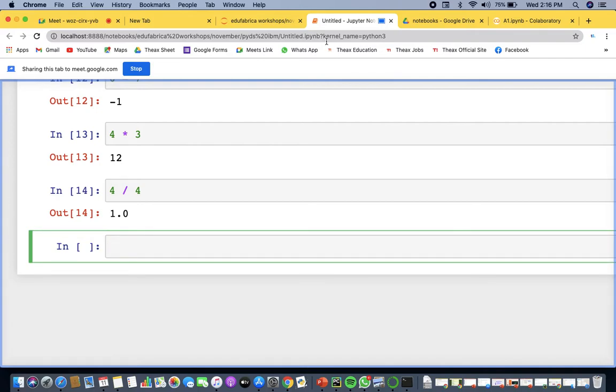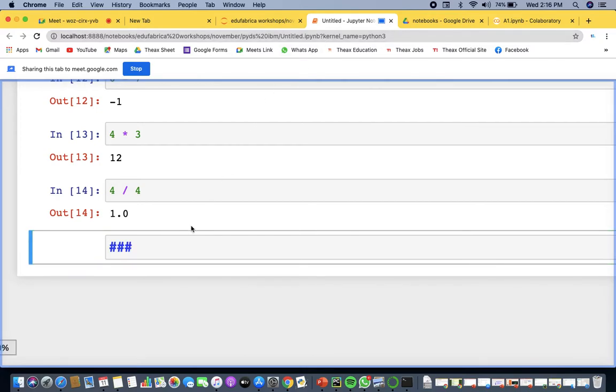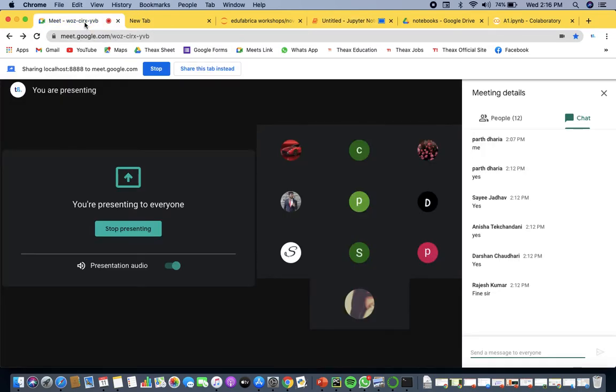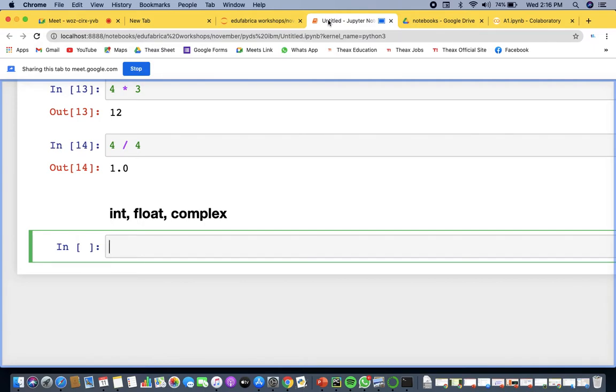Now we'll discuss this. Before that, we'll discuss three types: integer, float, and complex. These are the types of numbers. In Python we have three kinds of numbers: integer, float, and complex. Integers are what we call whole numbers, so all the whole numbers that come up are integers, right? Quite simple for everyone. Okay, no problems.